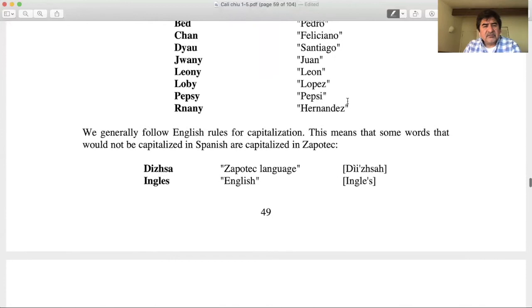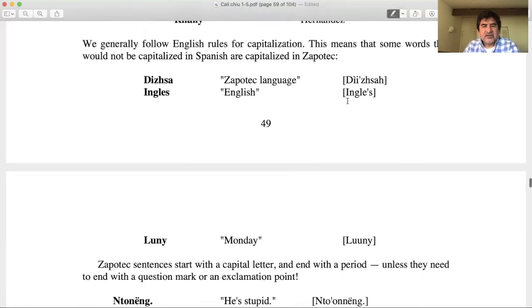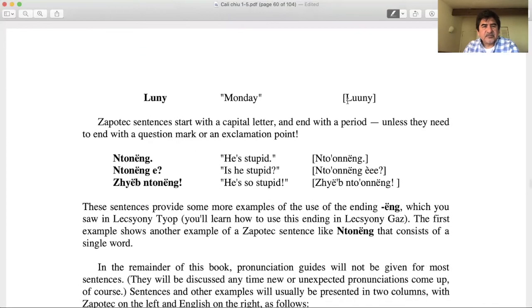And then, for example, something that they don't do in Spanish, right? If you're talking about the Zapotec language, they don't capitalize it. But yet, as I just mentioned, we follow English rules. So yes, if you're writing about the Zapotec language, you need to capitalize that. So just be aware of that. Again, some of the rules.